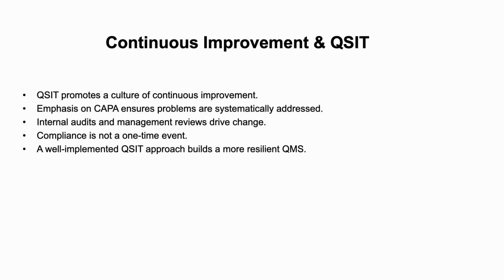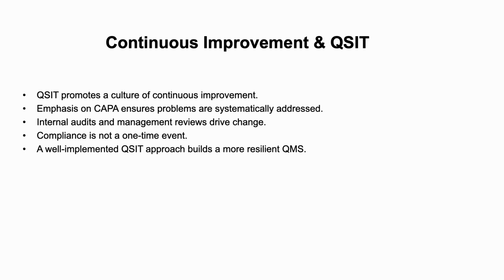QSIT is not just about passing an inspection, it is a framework for continuous improvement. The emphasis on subsystems like corrective and preventive actions, CAPA, and management controls encourages manufacturers to constantly look for ways to enhance their processes and product quality. A company that takes a robust, systematic approach to CAPA will not only correct a specific problem but will also prevent similar issues from occurring in the future. This proactive stance is what distinguishes a truly effective quality system.